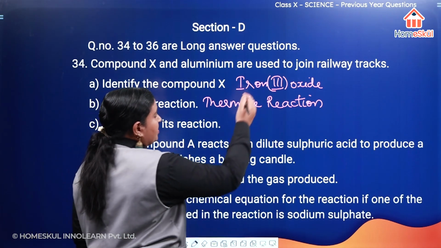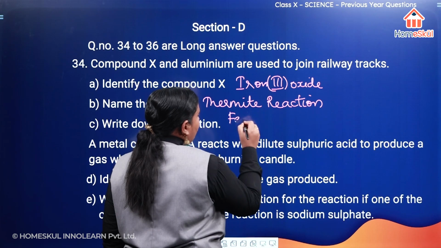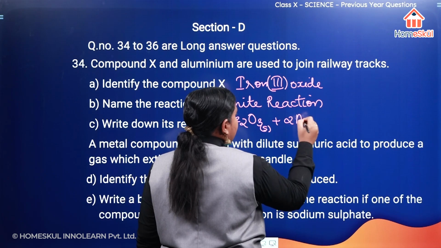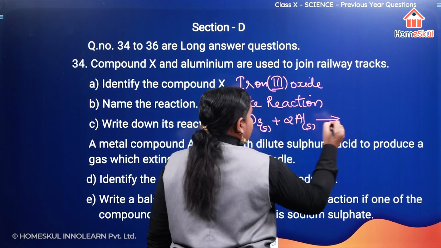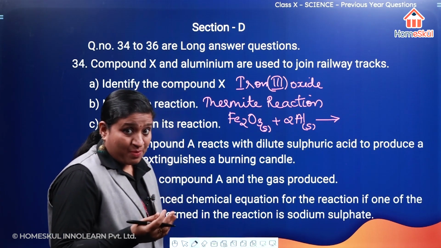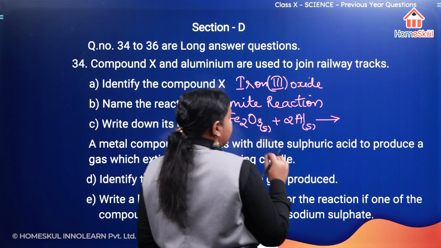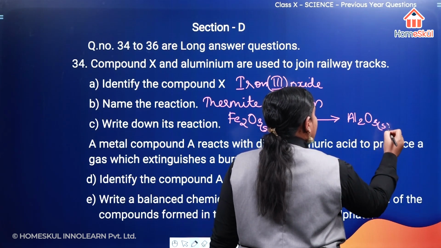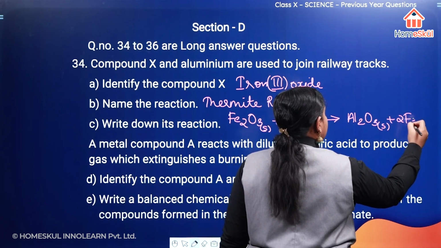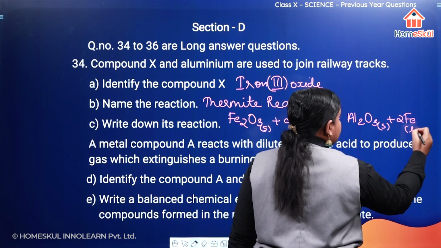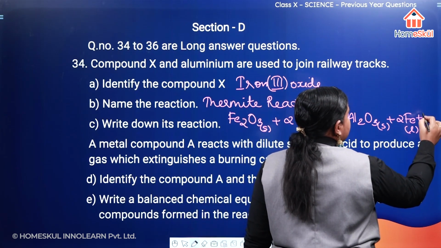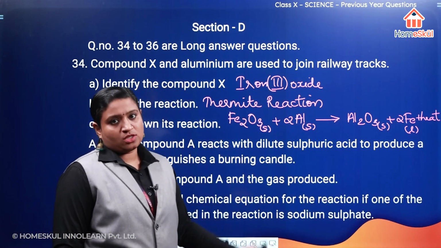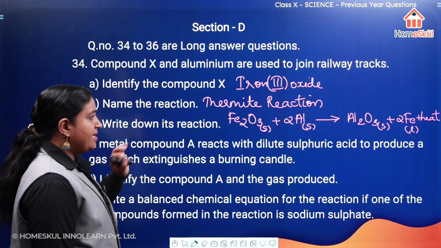Let's see the reaction. Iron trioxide, that is Fe2O3 solid plus 2Al aluminium. Once they combine, a displacement reaction takes place. So, as a result, you will get Al2O3 solid plus 2Fe. And this iron is in the liquid state. That means it is in the molten state, plus heat. Okay. So, this is a highly exothermic reaction. I hope it is clear.